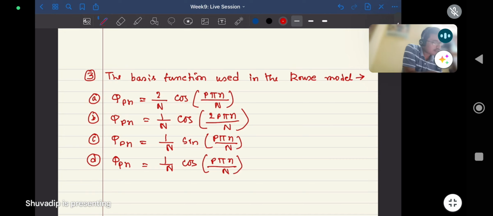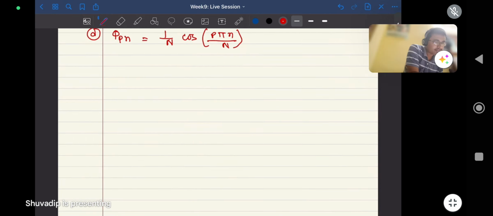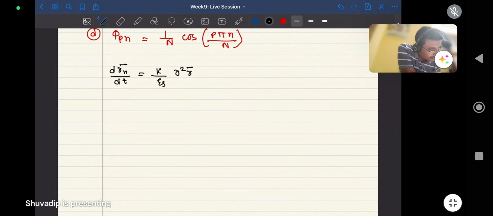So in the previous page we got the equation like dr_n/dt is k by xi del 2 r del n 2 plus V of r_n, t.